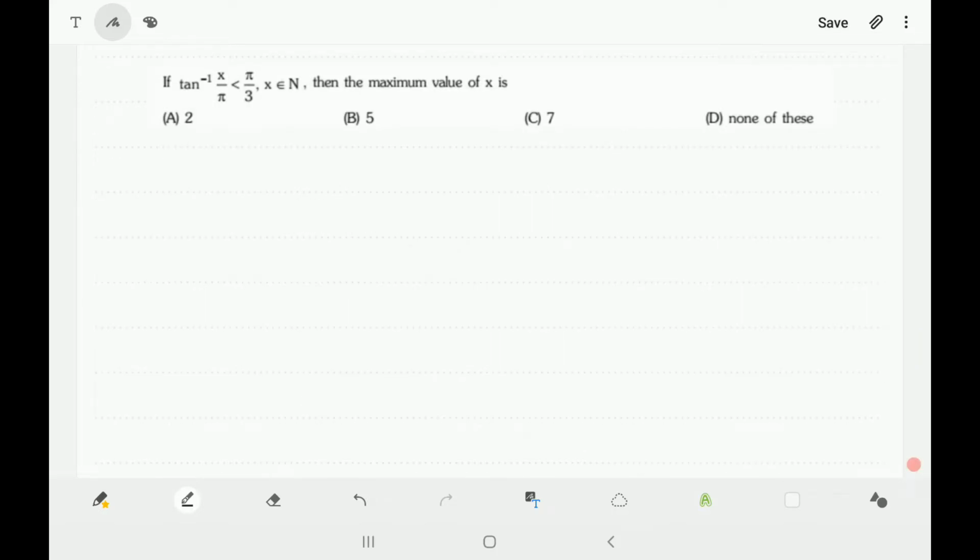If tan inverse of x by pi is less than pi by 3, where x belongs to natural numbers, we have to find the maximum value of x. We already know the range of tan inverse is the open interval from minus pi by 2 to pi by 2. So it is less than pi by 3, and it should be greater than minus pi by 2, because the range of tan inverse x is the open interval from minus pi by 2 to pi by 2.